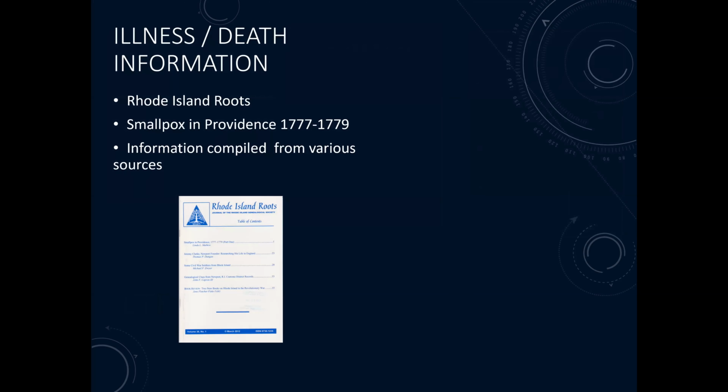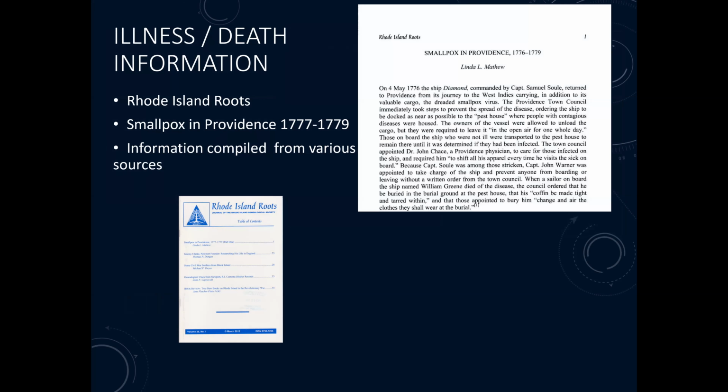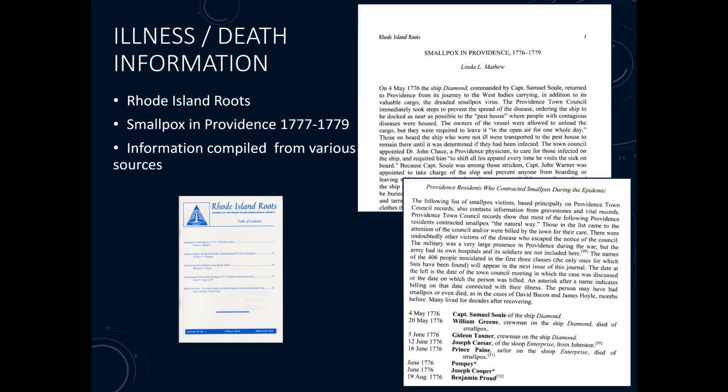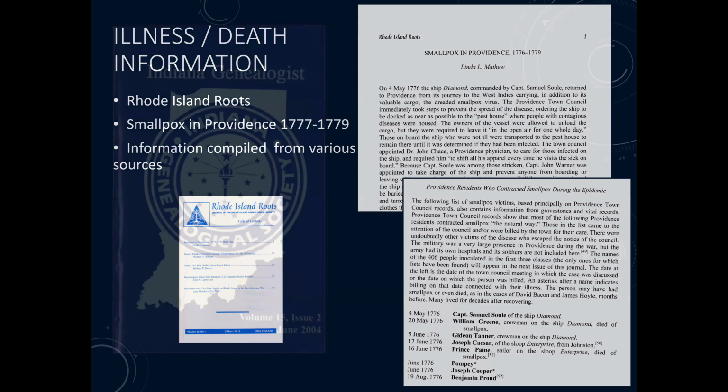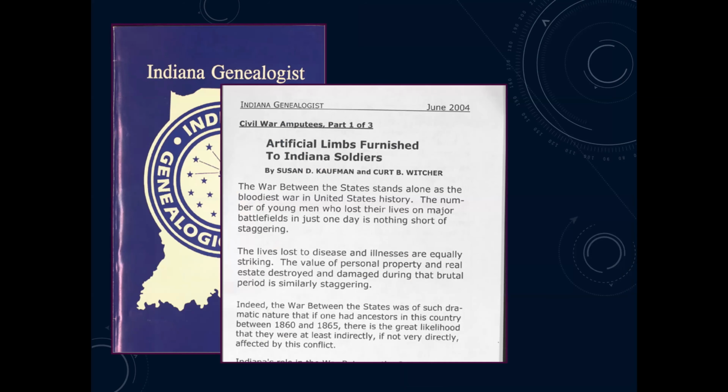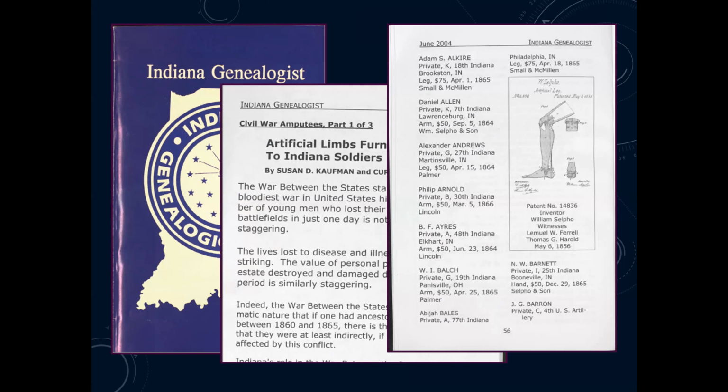There's also, you'll find illness or death information. This is Rhode Island Roots. And in here, here's a smallpox in Providence from the time period of the Revolution. Now, if you knew that people were dying, but you didn't know why during the Revolution, maybe there was something that happened in the area where your family's from, and there happens to be a list of people that died of smallpox during that time period in Rhode Island Roots. In the Indiana Genealogist, some of you have seen me do this presentation before, and I usually do part of it on Civil War amputees, but in the Indiana Genealogist, Kurt Witcher and I extracted from another document all the Indiana soldiers that received artificial limbs and put it into a periodical. So that, again, is something that came from a larger document into a smaller document.